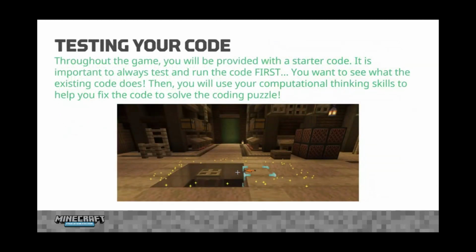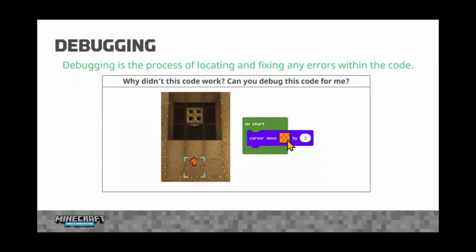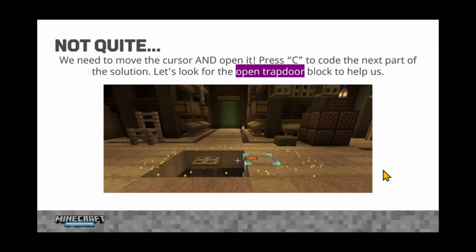You're always given code to start with, so you can have a look at the code, and the code was cursor move forward by 2. So we need to debug that, and we can have a look and we see that the cursor actually needs to move more than 2. So I reckon you all worked that out. It's got to move forward by 3. So we just change that to 3 and the cursor is going to move forward by 3.